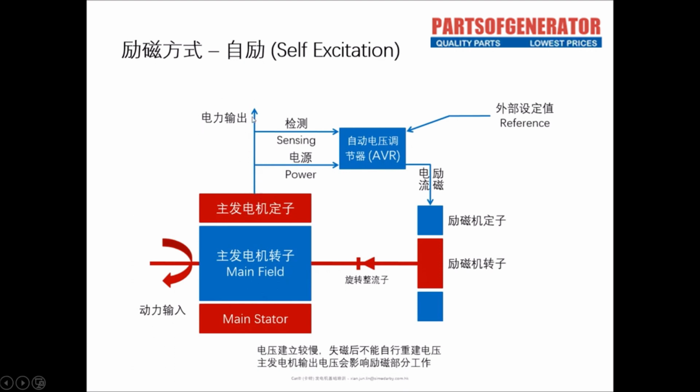In order to explain the excitation method clearly, we drew some pictures. Let's first look at the self-excitation method. The so-called self-excitation method, as I just said, is that the power supply of the automatic voltage regulator is directly the voltage from the main generator, the same as the output voltage of this generator.